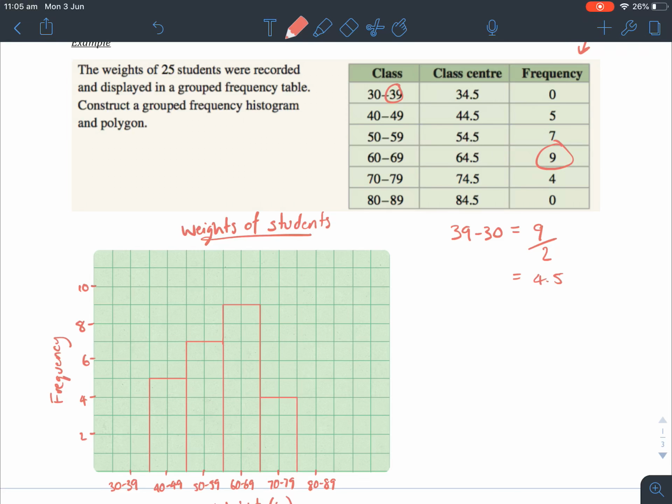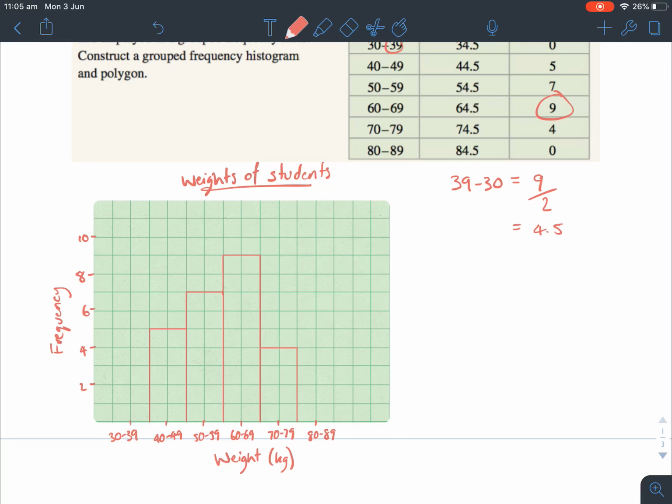Now to draw a polygon, that's the line graph part, we put a little dot in the centre of each of the classes or each of the columns. You'll see what I mean as I draw them. And then back down. And then with a ruler, we join the dots with straight lines. This is called a polygon.